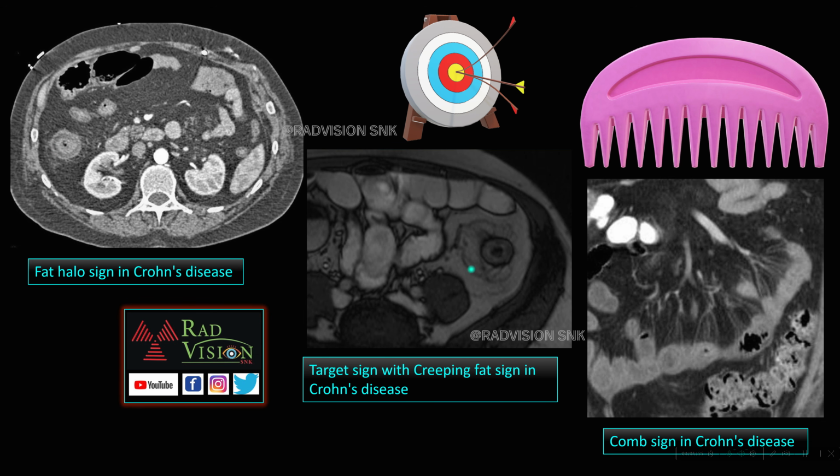Here also you can see this is target sign with adjacent creeping fat appearance, creeping fat sign, which is also seen in Crohn's disease. Here this is engorged vasa recta in the mesentery which mimics a comb. So this is known as comb sign in Crohn's disease. So remember, fat halo sign, target sign, creeping fat sign and comb sign in Crohn's disease.